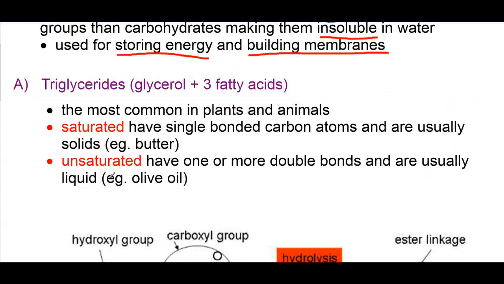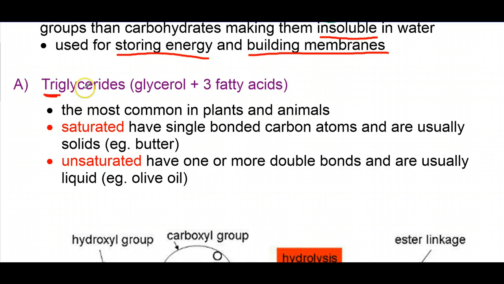So the most common lipid that we're going to deal with is something called a triglyceride. And again, look for key parts of words. So tri stands for 3. And that's exactly what a triglyceride is. It's 3 fatty acid chains attached to a glycerol. And this is the most common one that's found in plants and animals.